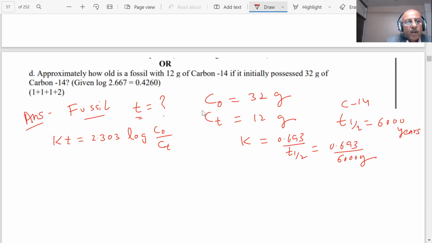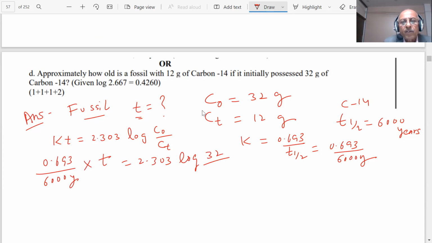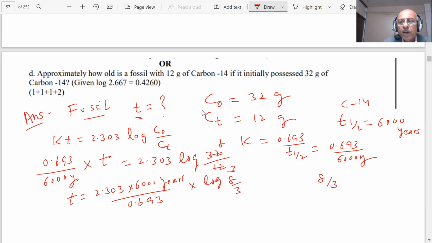So if I put the values here, 0.693 by 6,000 years, and how much time you have to calculate, the T. T we have to calculate is equal to 2.303 log of C naught is 32 and CT is 12. 4 3s are 12 and 4 8s are 32. So this is 8/3. So what you are getting, T is equal to 2.303 into 6,000 years divided by 0.693 into log of 8/3. 8/3 is, student, 2.667. So the log of 2.67 value is given. How much? 0.4260. This value is given.